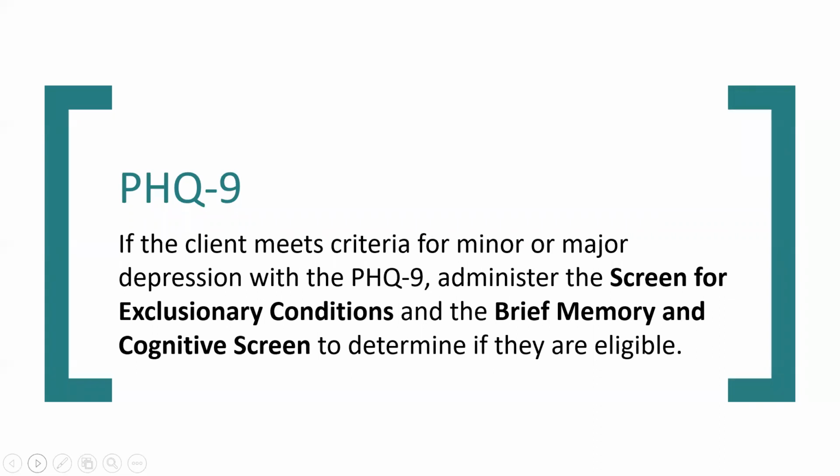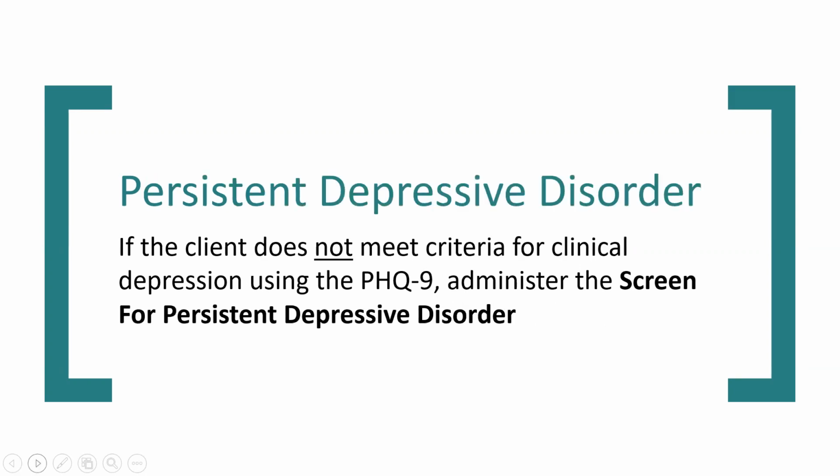If the client meets that criteria for minor or major depression with the PHQ-9, you then want to administer the screen for exclusionary conditions and the brief memory and cognitive screen to determine if they are eligible. Some organizations also use a cutoff score for the PHQ-9 to indicate minor or major depression, such as greater than or equal to 6 or greater than or equal to 10. If they don't meet criteria for clinical depression using the PHQ-9, you'll want to then administer the screen for persistent depressive disorder.